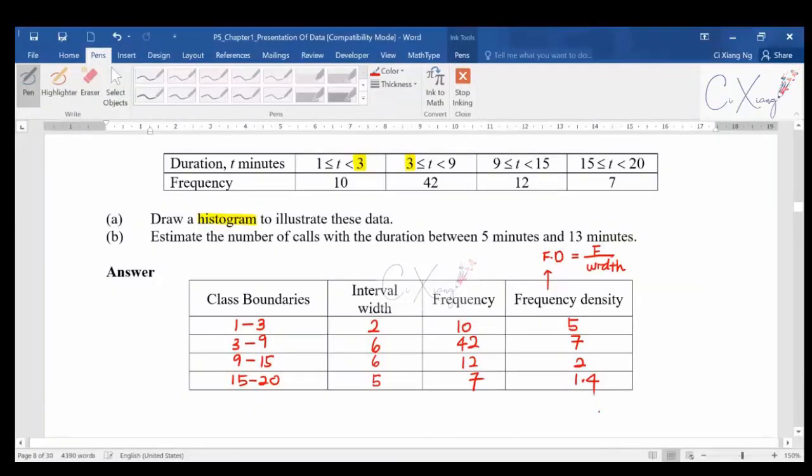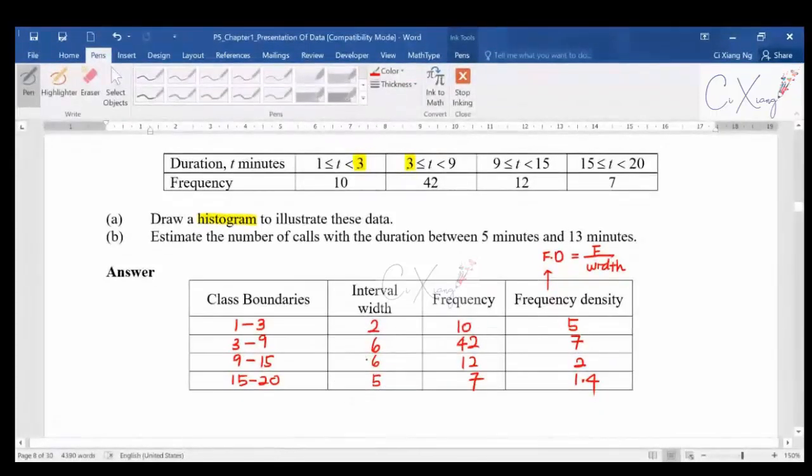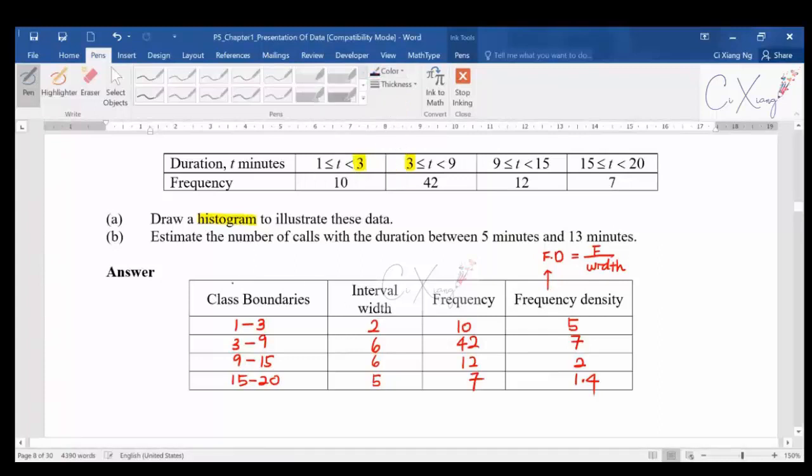Alright, so this is what we have before we sketch the graph. Okay, we sketch a histogram. The most important thing is you have to double check the width first, to check whether it is an unequal width histogram or not. If you confirm that it is an unequal width histogram, then the next thing you need to create is the frequency density. Alright, so now we can start to sketch our graph here. For information, class boundary will be my x-axis, and the frequency density will be my y-axis.